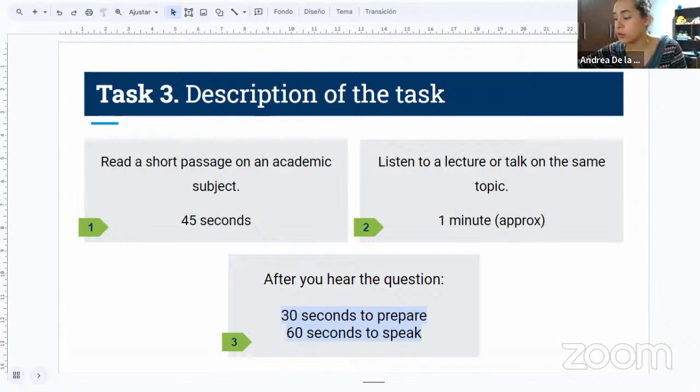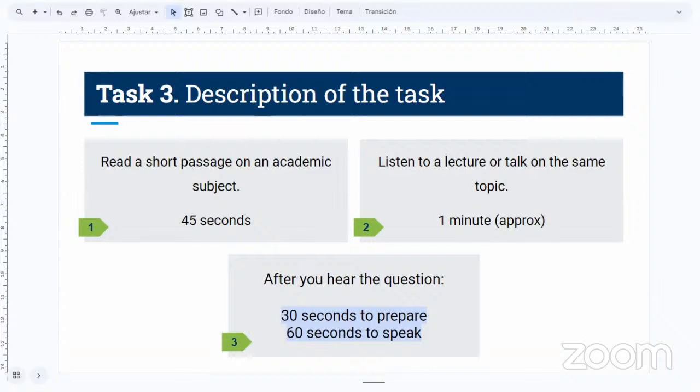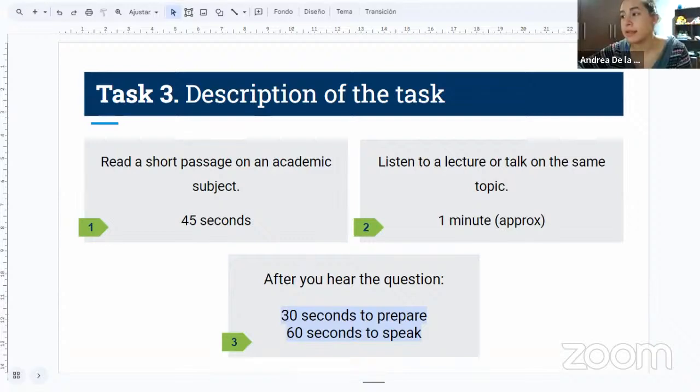to a lecture. Do you guys remember what a lecture was? Can anyone tell me? What's a lecture? Exposición. Exactly. Yes, it's like the explanation of a topic, a presentation of a topic.